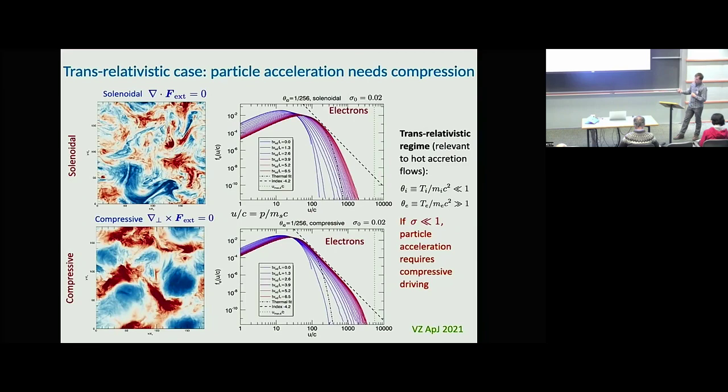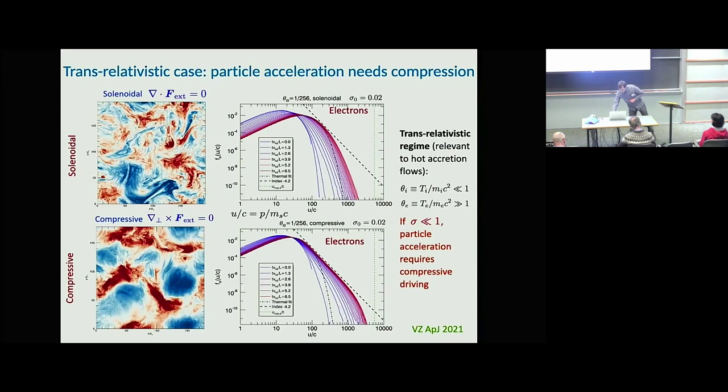I'm just showing the electron distribution here, but the ion distribution is pretty similar. For the electrons, in the incompressible case, we don't get any particle acceleration in this regime, whereas for the compressive case, we do see a power law forming. Is this surprising? I don't think so, because quasi-linear theories often predict that compressive cascades would be more efficient at accelerating particles, and this seems consistent with those expectations.